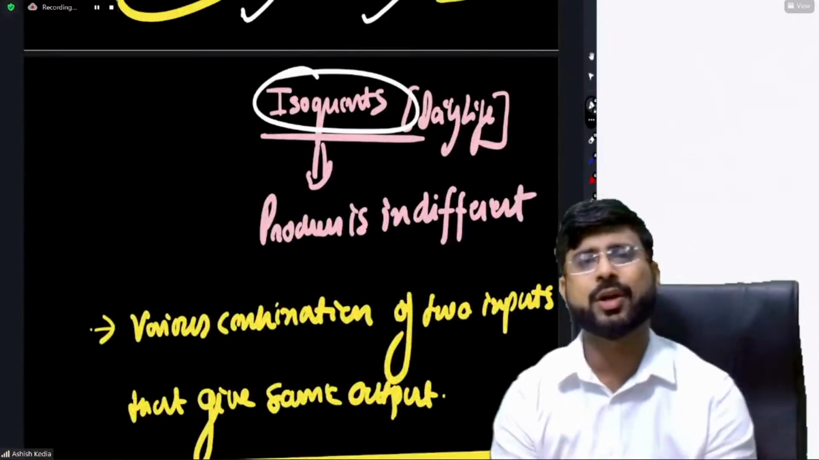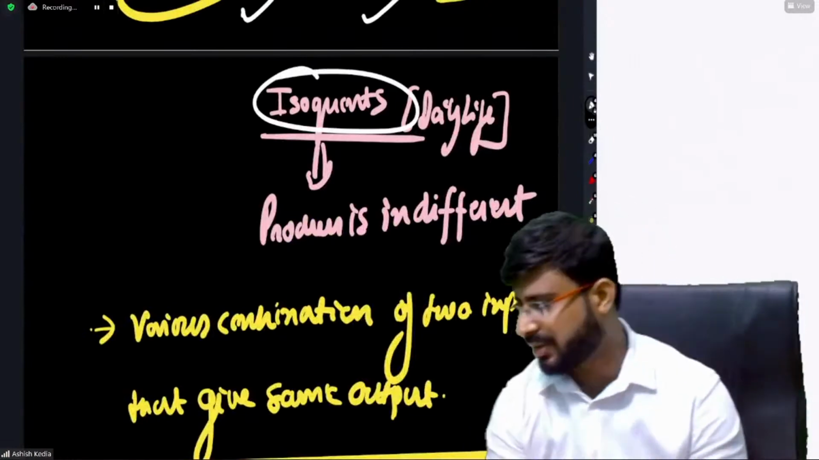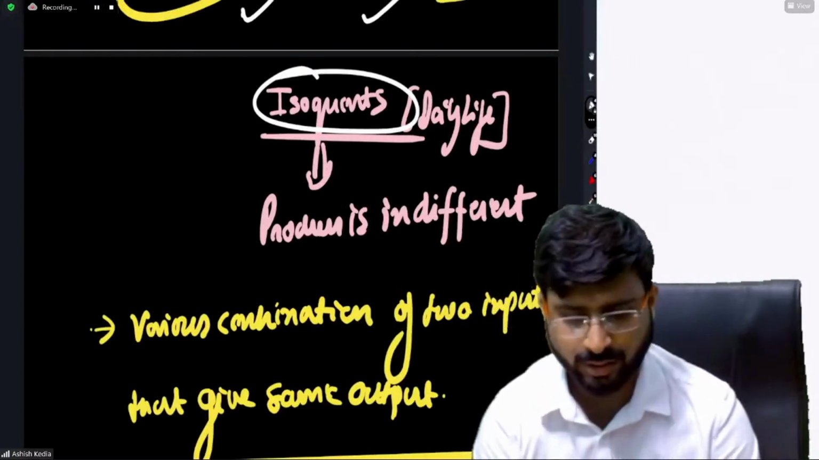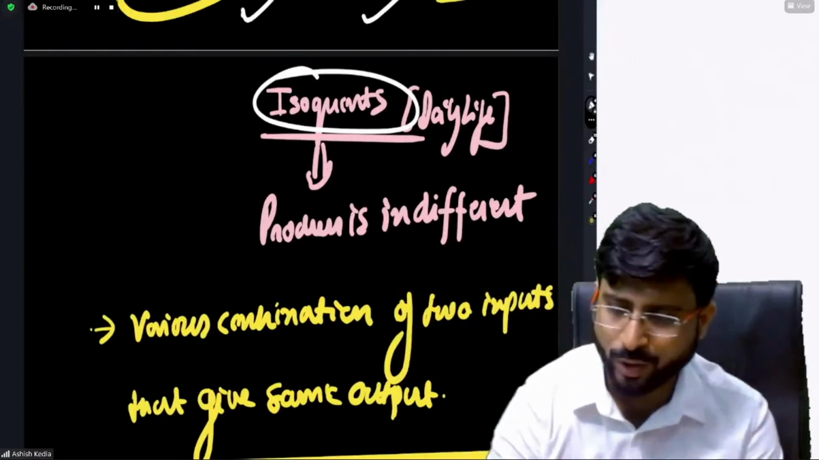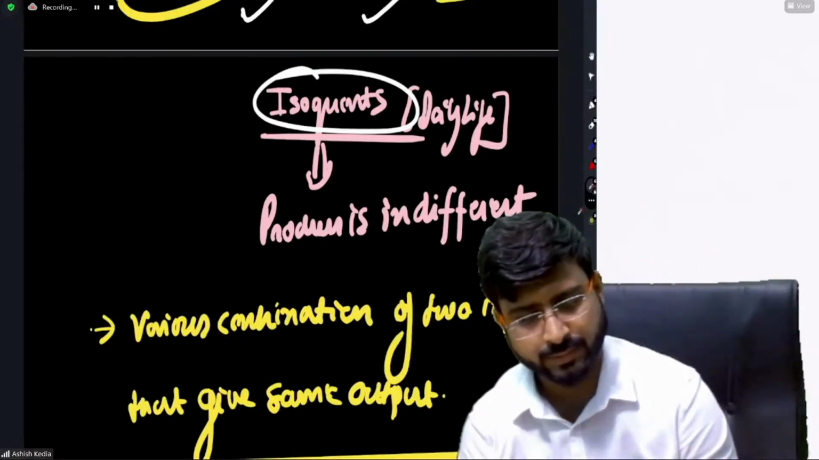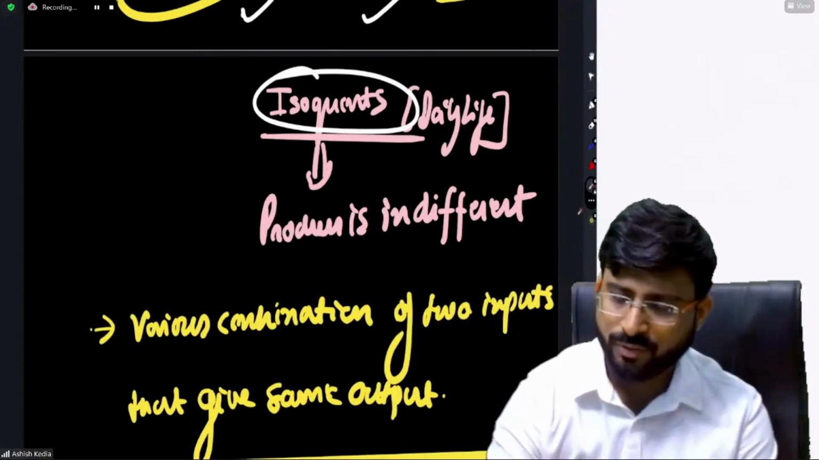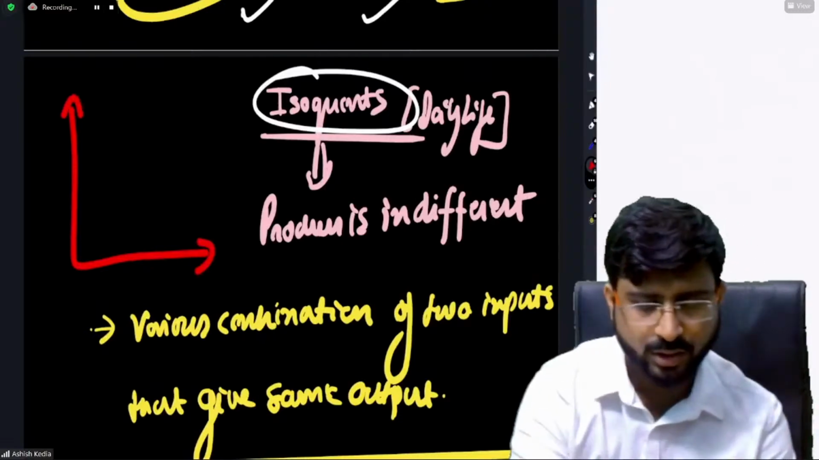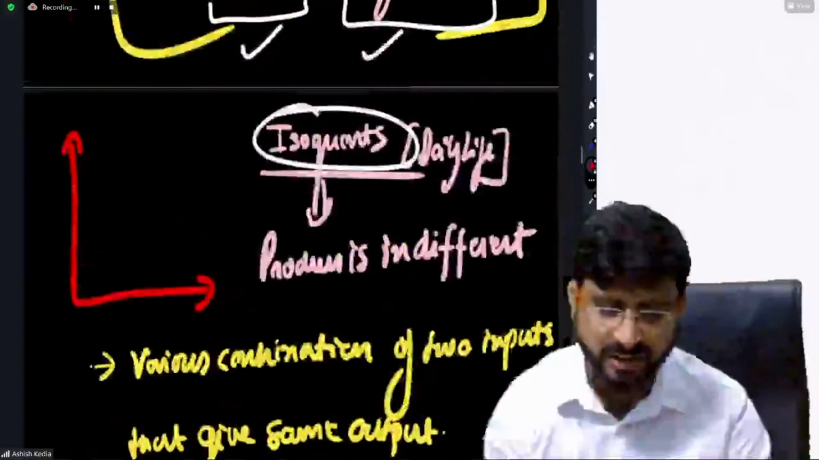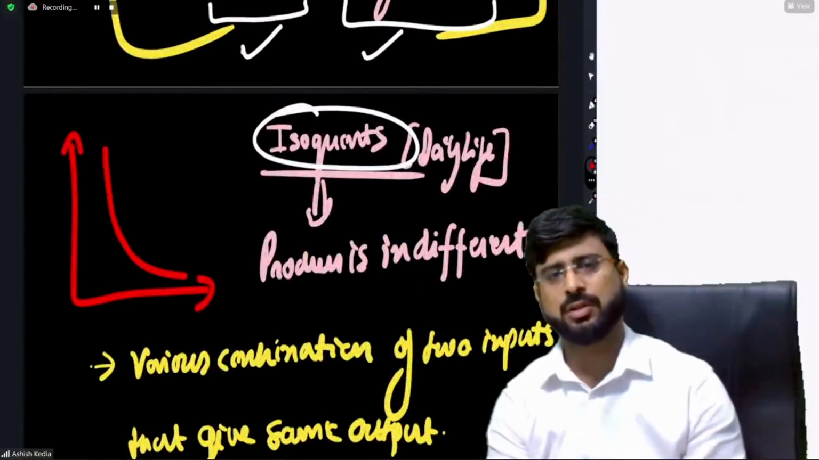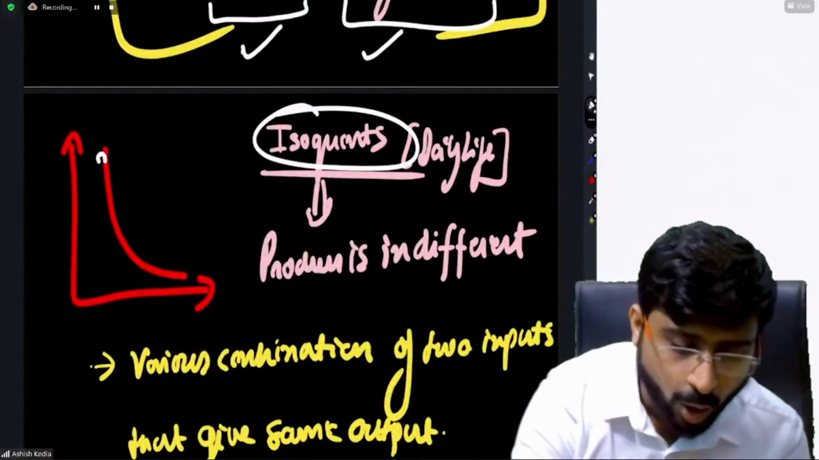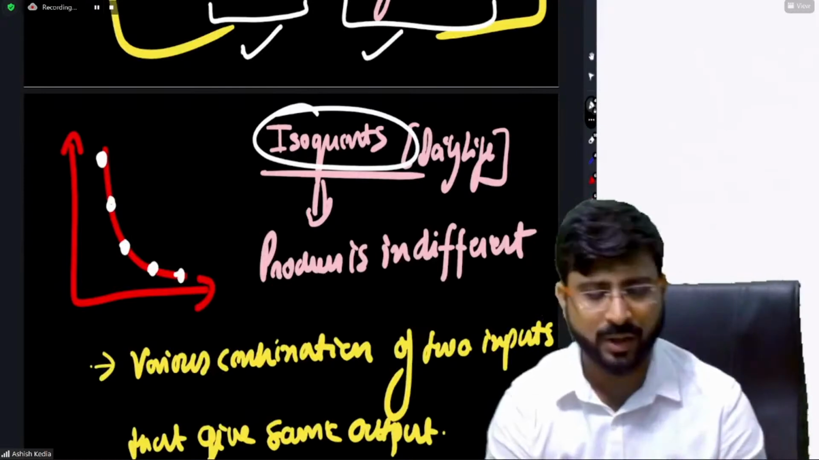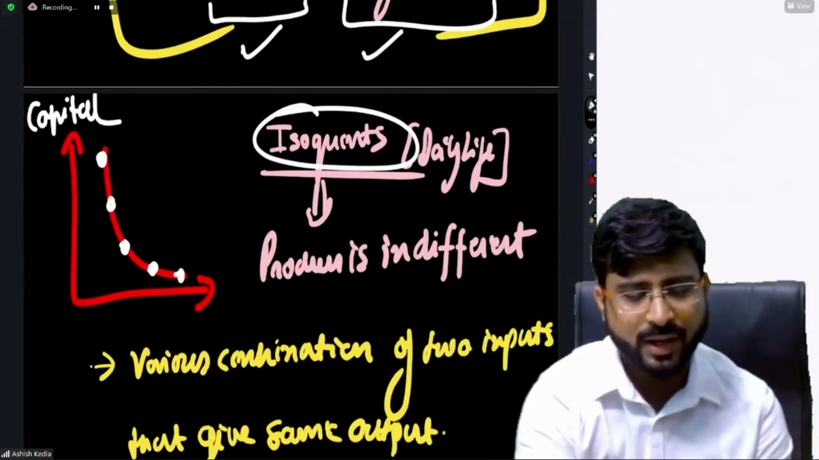Now let's go, everyone. Now let's talk about the definition and everything. So what is isoquant, friends? See, friends, isoquant is a curve. It is just like the indifference curve, convex to the origin. But what is common here? All the points in isoquant reflect various input combinations. Let's put capital here and labor here.